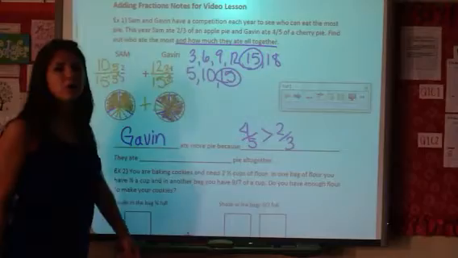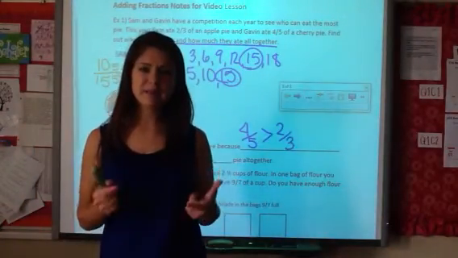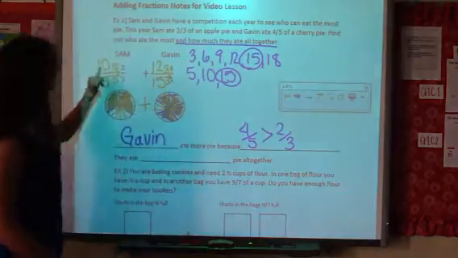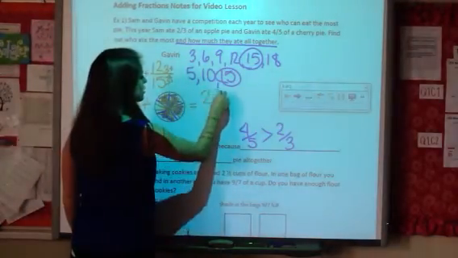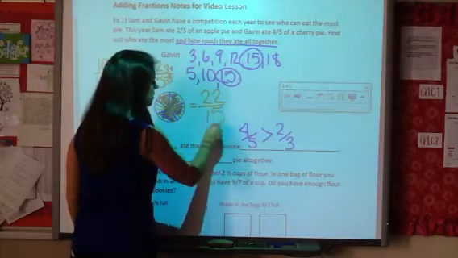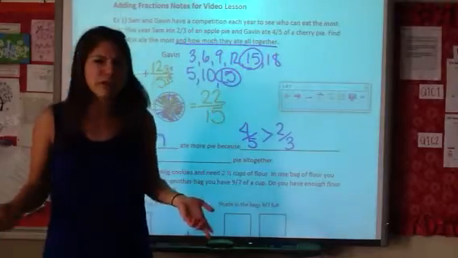Okay, so together, he ate 10/15 and he ate 12/15. So we can compare. We can add these because they're both broken into the same fractional pieces, 15ths. So 10/15 plus 12/15 gives me 22/15. So together they ate 22/15 of a pie. Well, that's not usually how you say that.